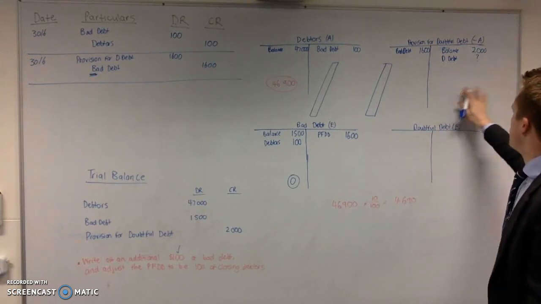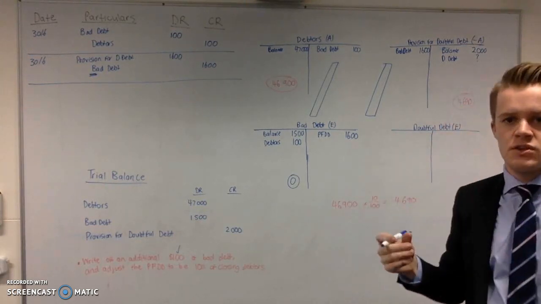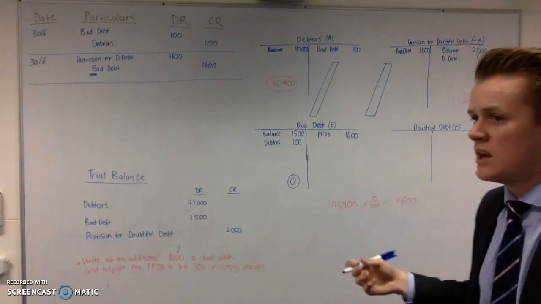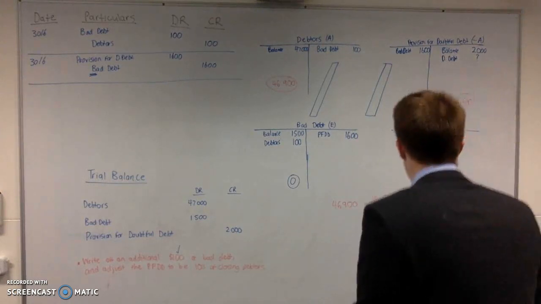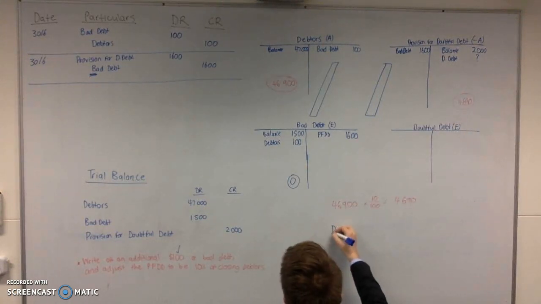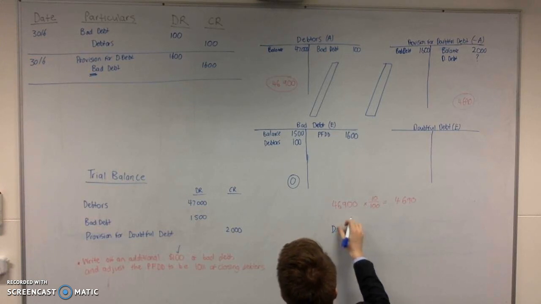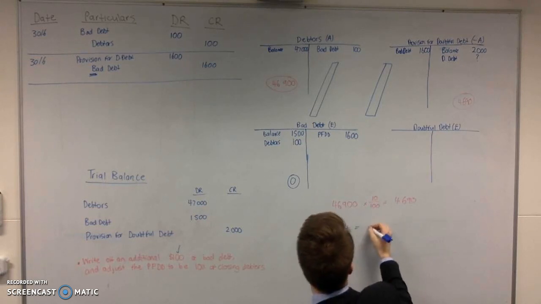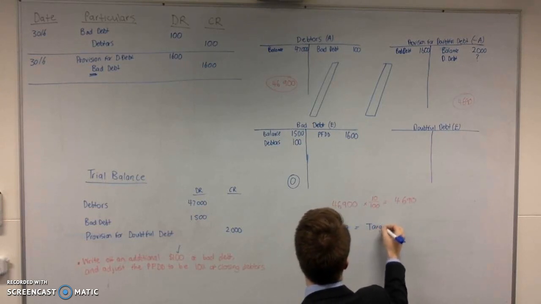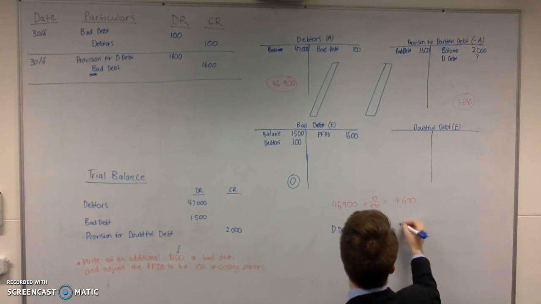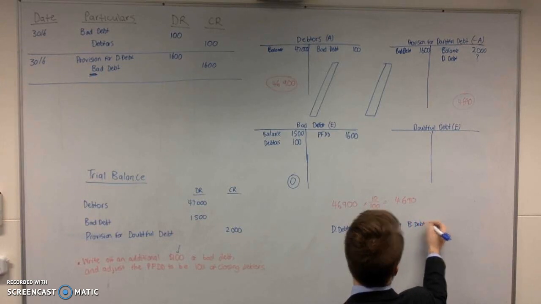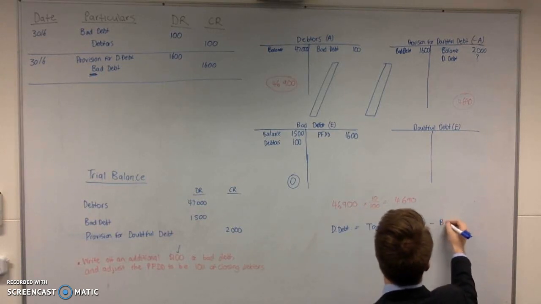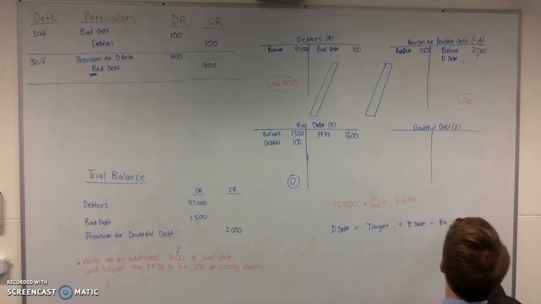All right? So there's a formula which is probably easier for some of us to use than doing it in our head. So I'll write this down here for us. That formula is doubtful debt. So that's what we want to know. Equals target plus bad debt minus the balance.